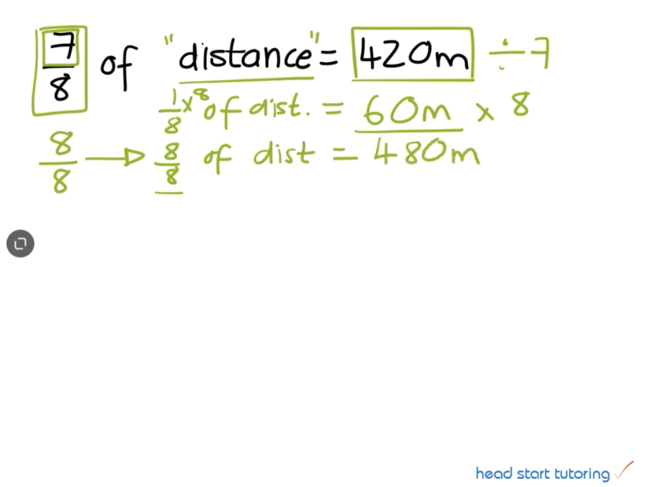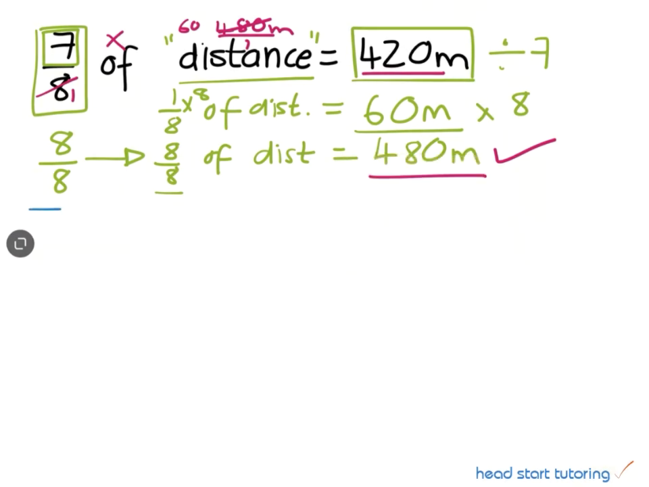Right, so 60 meters multiplied by 8 gives us an answer of 480 meters. And again, if we plug in 480 meters there, we can pretend our "of" is a multiplication, and put this over 1, and cross cancel. So 8 fits into itself once, 8 fits into 480 60 times, and 7 times 60 is equal to 420. So we know that our 480 meters is our correct answer.